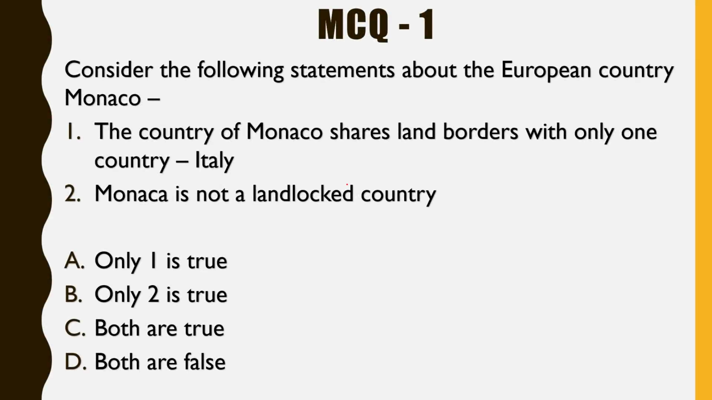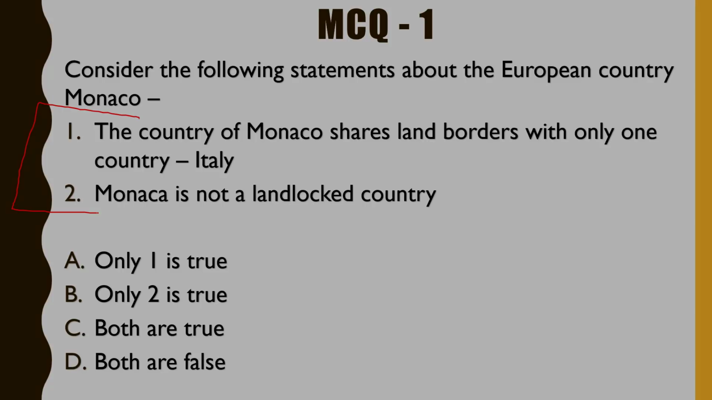So let's have a look at the first MCQ. It reads, consider the following statements about the European country Monaco. The first statement tells us that the country of Monaco shares land borders with only one country, and that country is Italy. The second statement is Monaco is not a landlocked country. Quite interesting. So let's go to the map and figure out which statement is true and which one isn't.